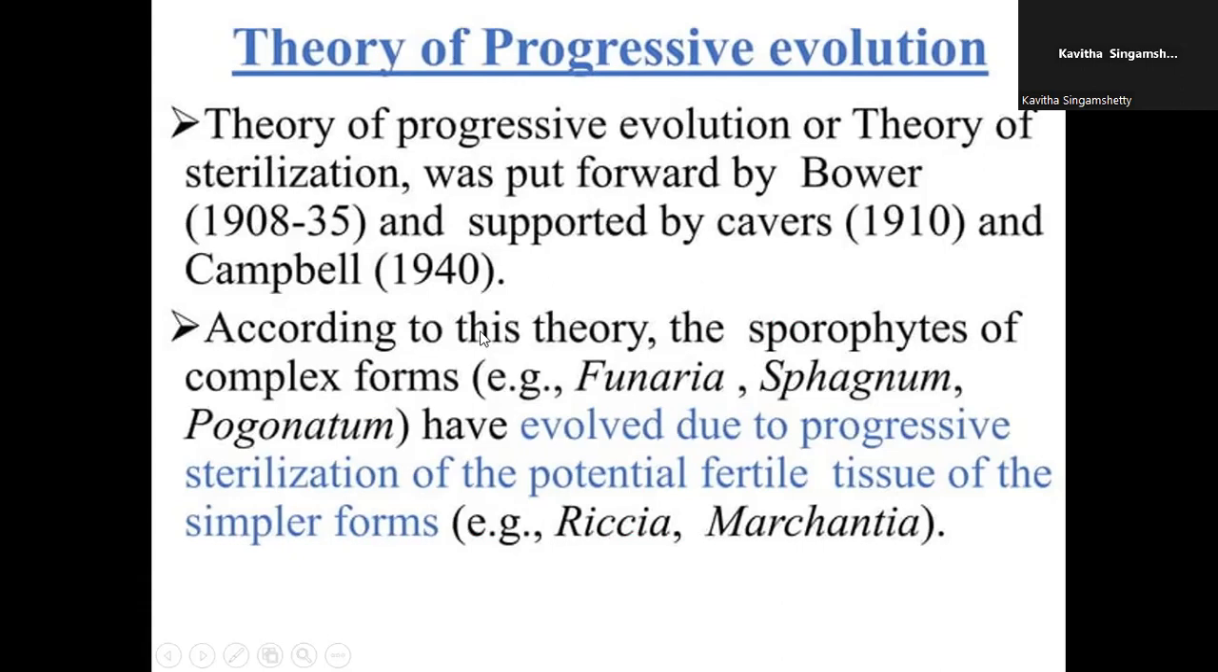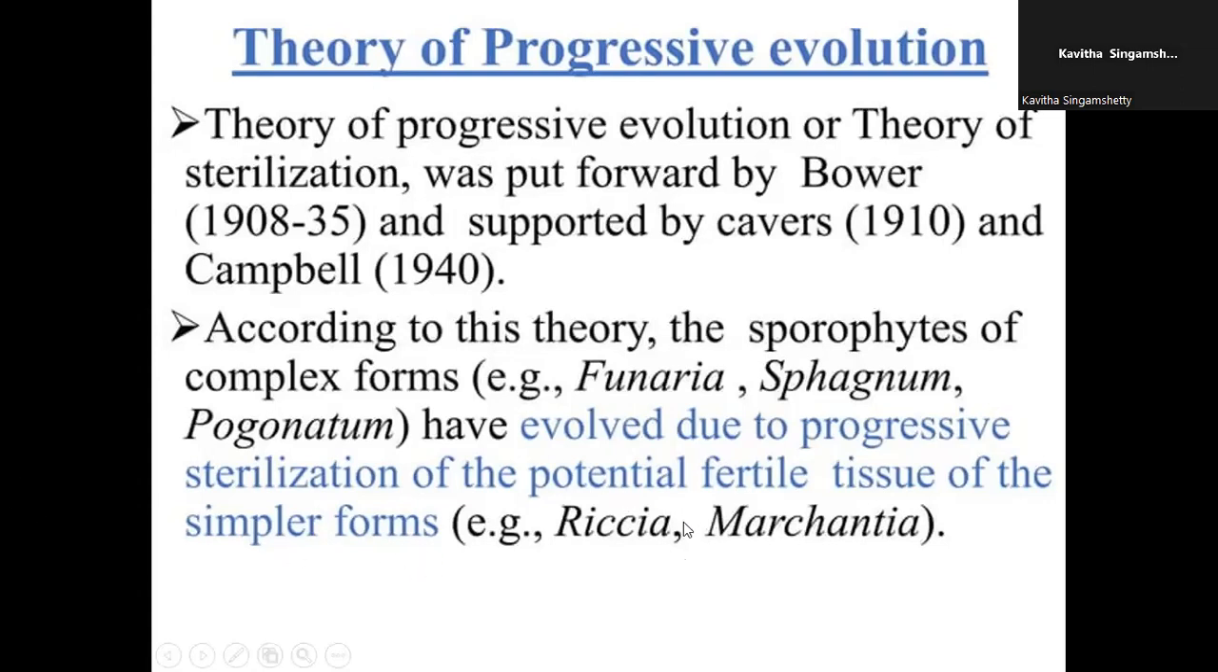Now, what is the main idea about this theory? What is the main theme or objective of this theory? The main objective of this theory is that the sporophytes of the complex forms like Funaria, Polytrichum, Sphagnum have evolved due to the progressive sterilization of the fertile tissue of the simpler forms.